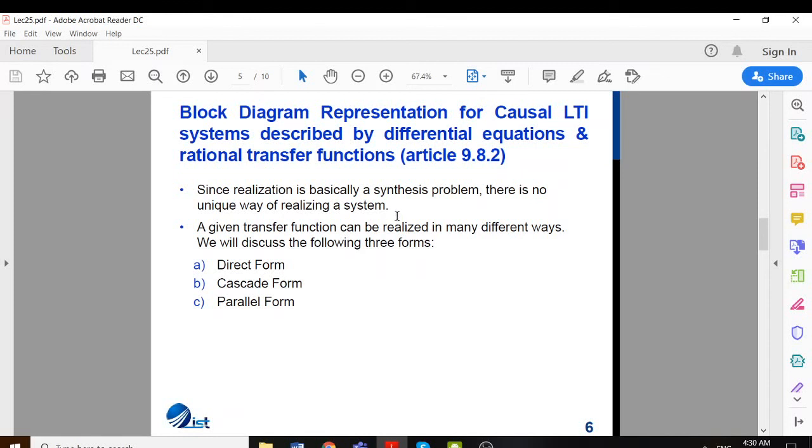In Signals and Systems, we'll only be discussing three of these representations. All of these different block diagram representations, the direct form, the cascade form, and the parallel form, will be derived from the same transfer function. And in the following slides, we'll see how we can derive three or multiple different forms from the same transfer function.